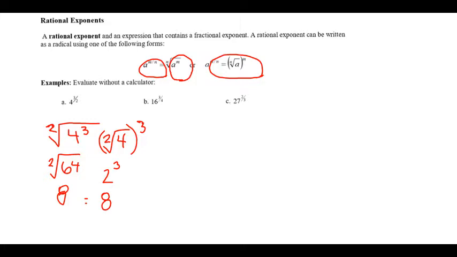Now for B, it's 16 to the 3/4 power. So if I write it under the radical, my 16 will go underneath. And then 3 is the power and 4 is the root. And let's see, 16 to the 3rd power is 4,096.